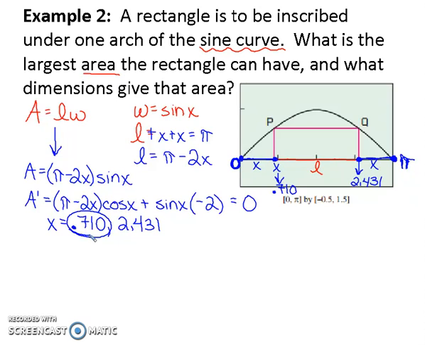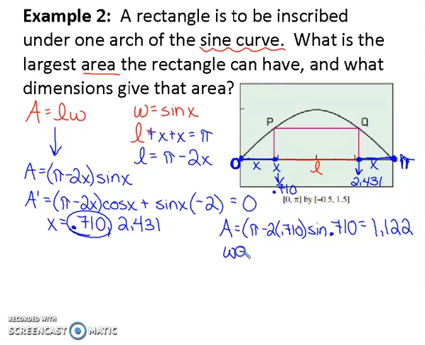Now that we've solved for x, we need to go back and read the problem again to figure out what exactly it is that they were wanting me to answer. So it says, what is the largest area the rectangle can have, and what dimensions give that area? So they're looking for what the area would be, and for dimensions, they don't care what the x is. They want to know what the width would be and what the length would be. So the area would be (pi minus 2 times 0.710) times the sine of 0.710. We would substitute our x into our area formula, and we would get 1.122.